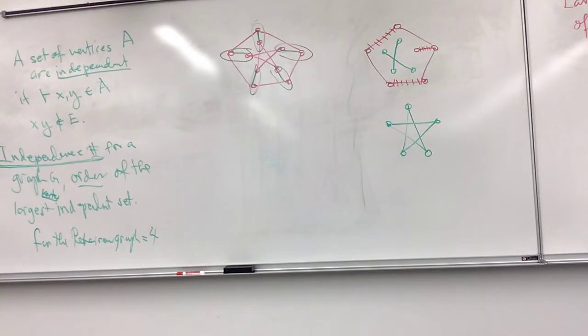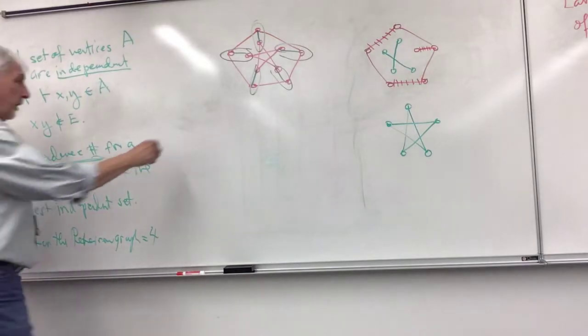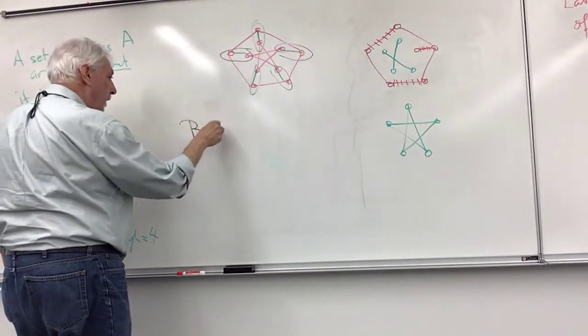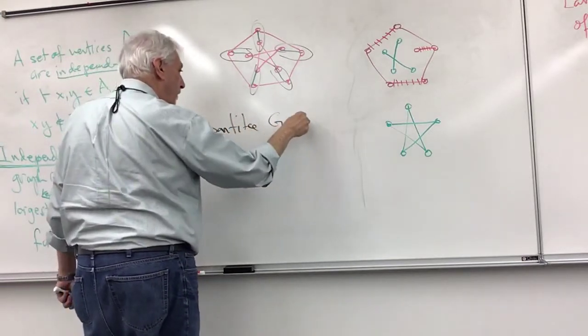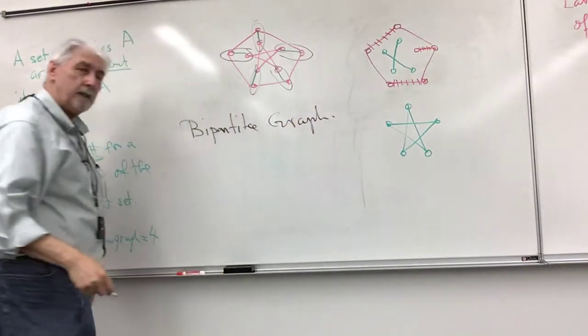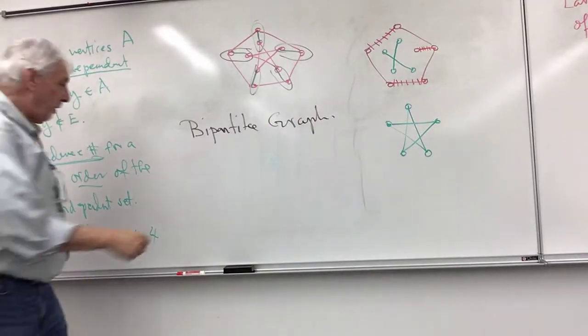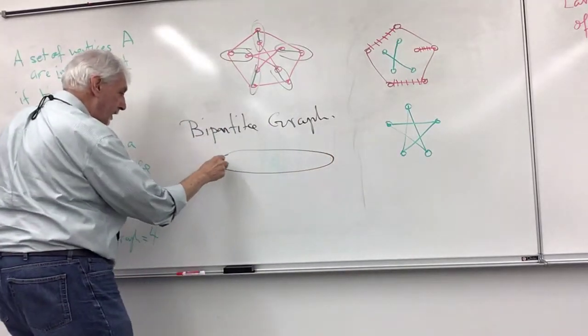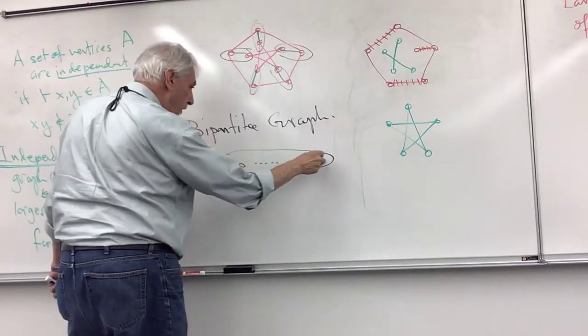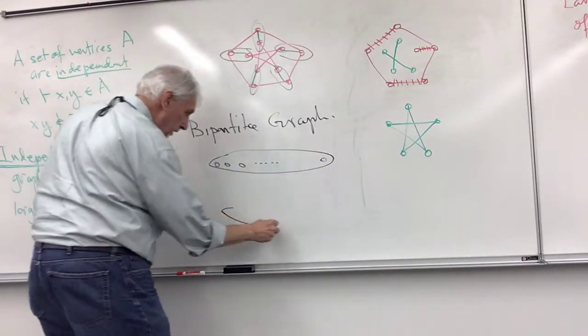Now let's throw men and women out. What kind of graph is this? This is a bipartite graph. Remind me, what is bipartite? It's been a long time since we used these terms. Bipartite means I can partition the vertex set into 2 sets of independent vertices.